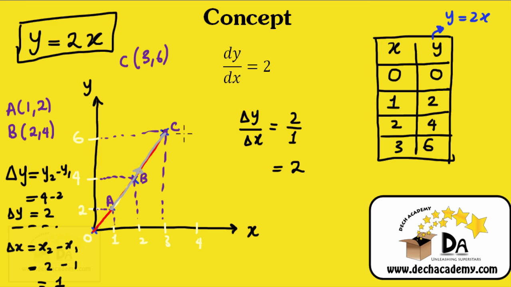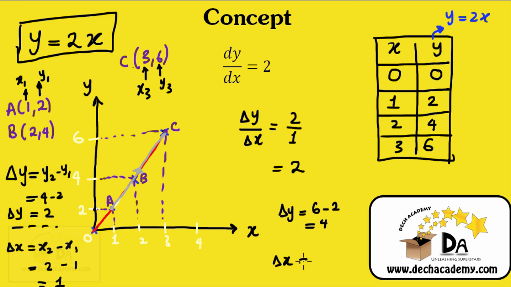What's the change in y? It's y2 minus y1. I'll call this y3, and I'll call this x3. I'll call this x1, and I'll call this y1. So I'm going from A to C. The change in y is y3 minus y1, which is 6 minus 2, which is 4.